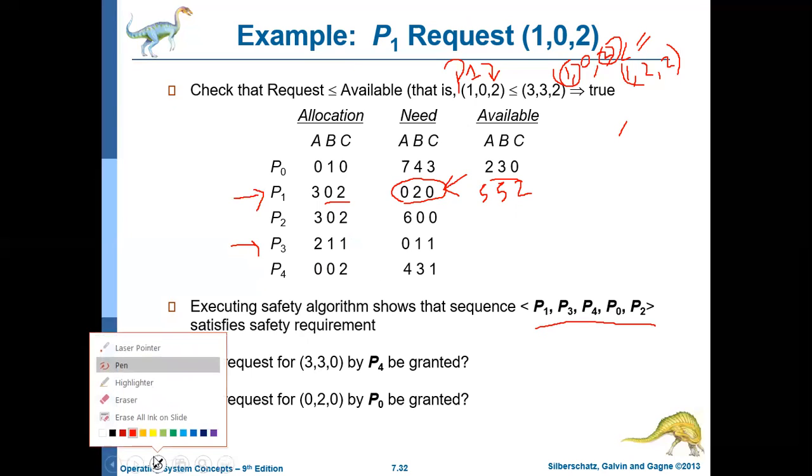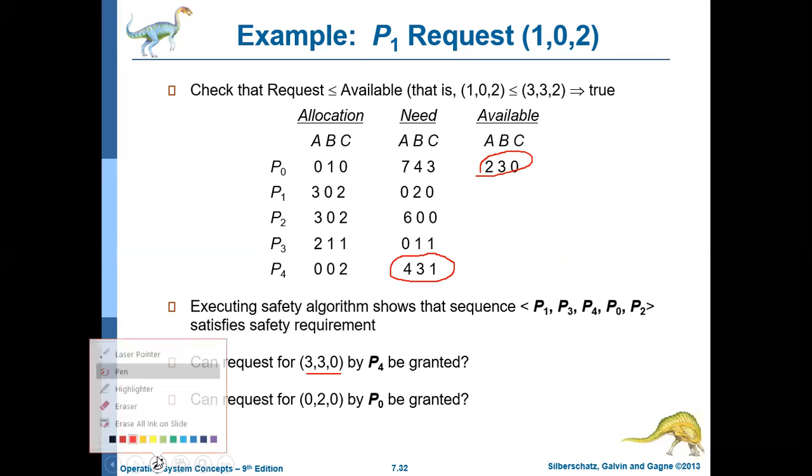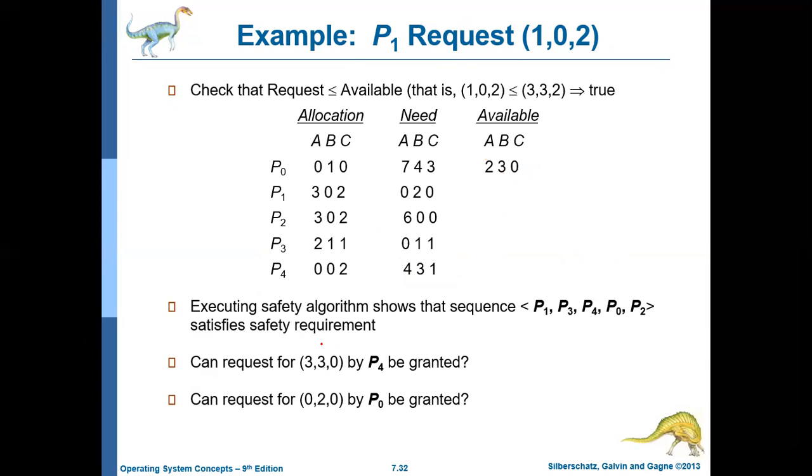Here there are two questions which you can work out. First, whether the request 330 by P4 can be granted or not from the current state. This request cannot be granted because P4's request is 330, but the available is 230. The request is not less than available, so this request cannot be granted.